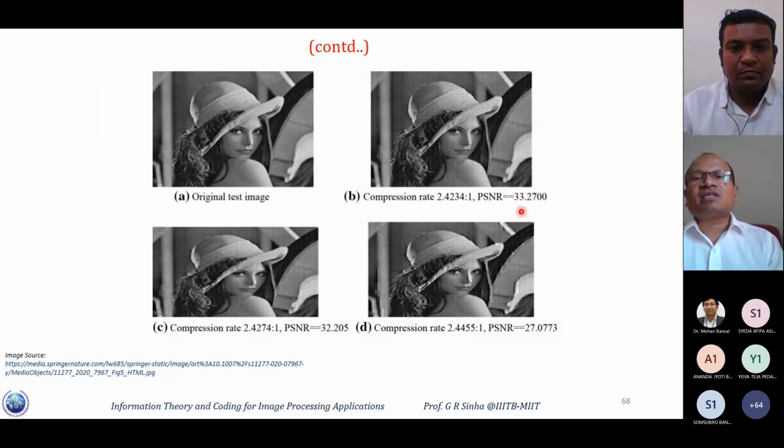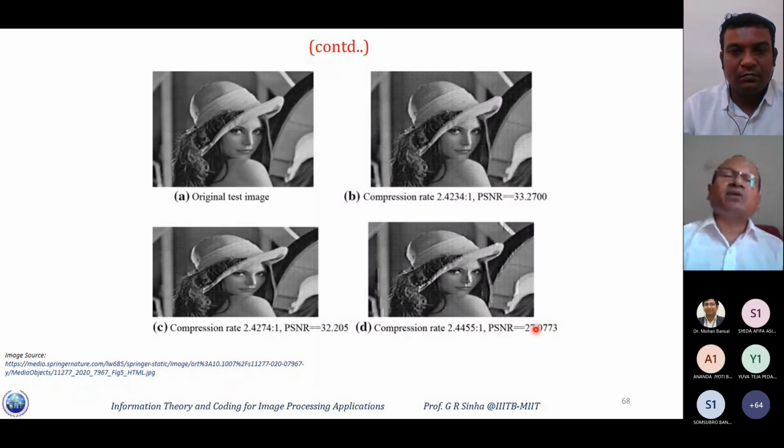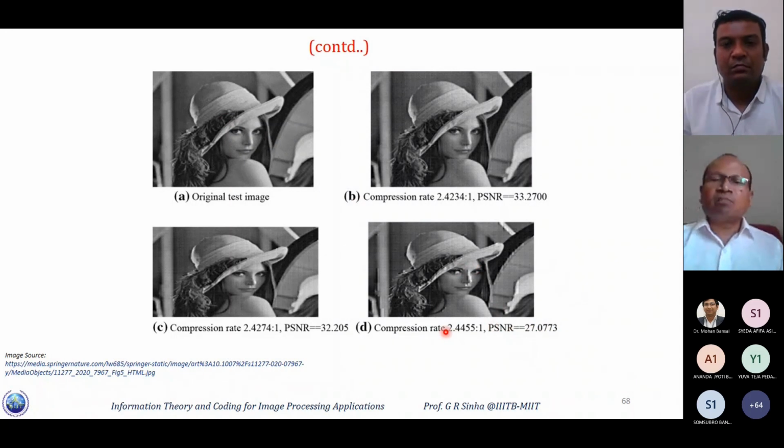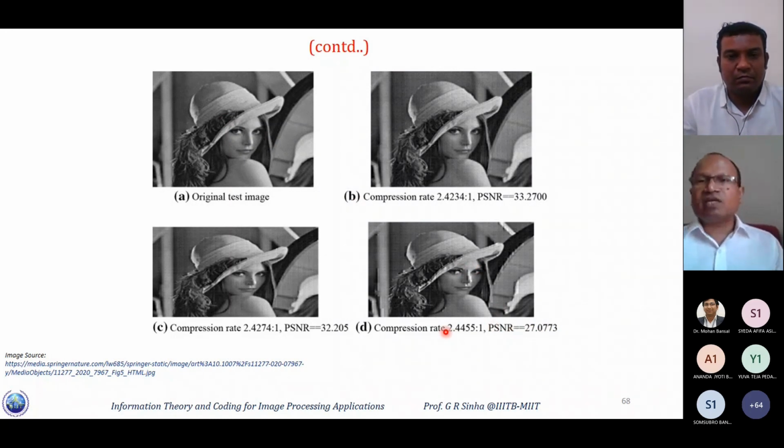You see here PSNR, as I told you, peak signal to noise ratio, 33.2 here. Here it is 32, so it is reduced, but the compression is this one. And when you have 2.44, it is further reduced. So you are compressing more, therefore there is a reduction of PSNR. Your signal quality will definitely degrade. When you compare 1 and 4, you will find that your PSNR is less because your compression is slightly higher. So the more you compress, accordingly the PSNR is affected.